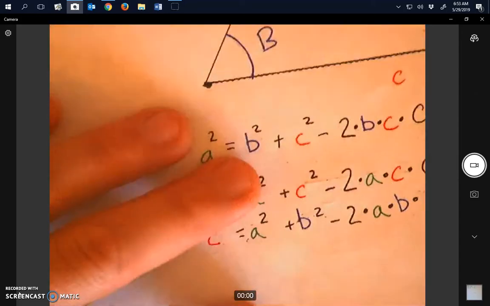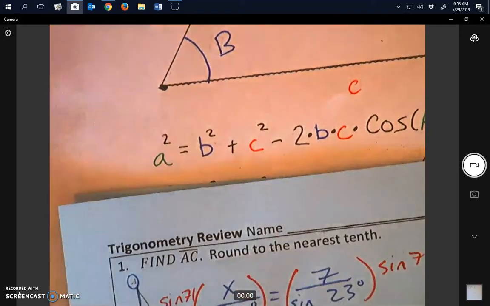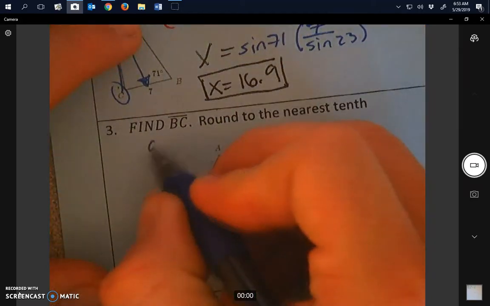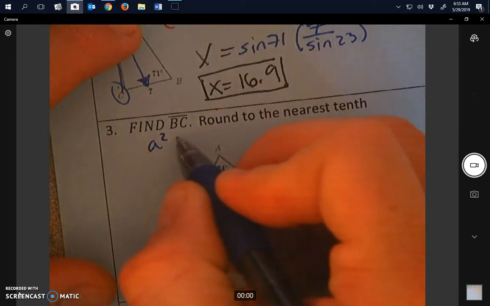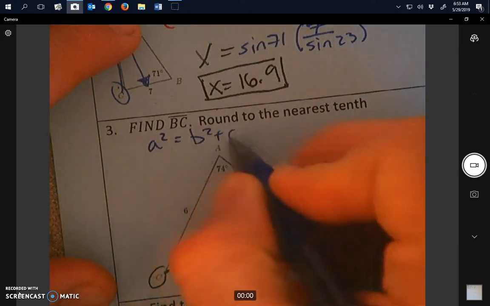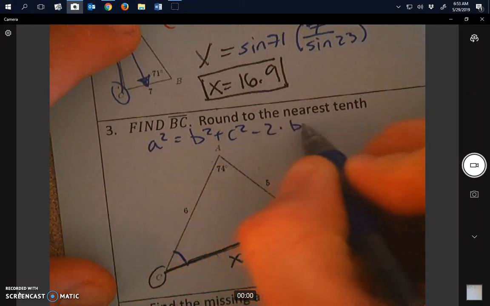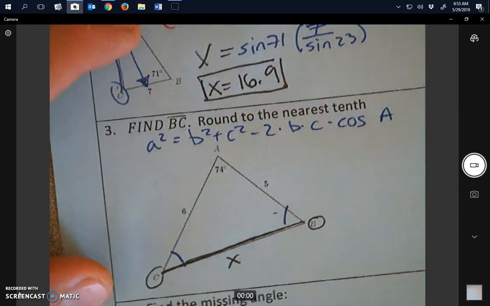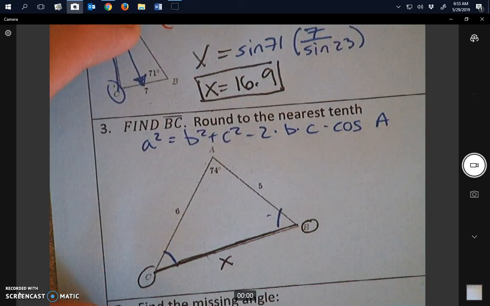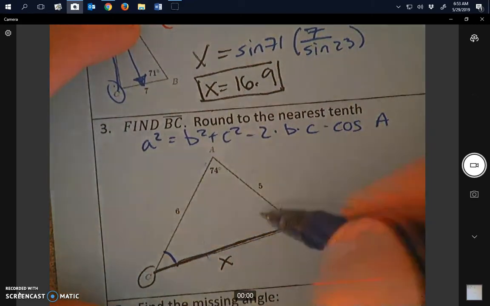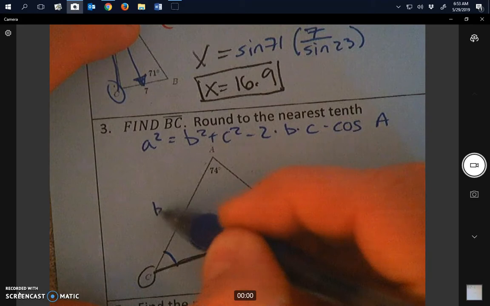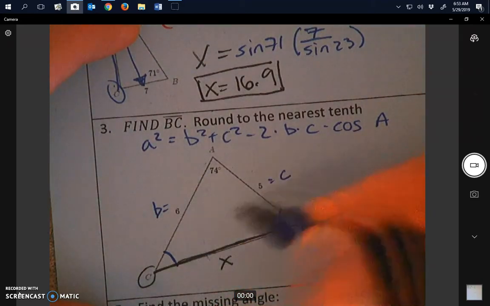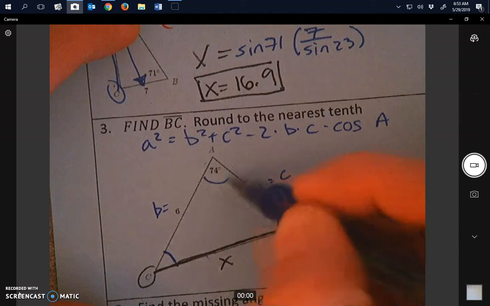So I'm going to rewrite A squared. I'm going to move it like that. There we go. Okay, so we have A squared is equal to B squared plus C squared minus 2 times B times C times cosine of our angle A. Okay, so let's plug everything in and solve. So our B is right here, our C is right here, and our A is our X, which is our unknown, and this is our angle A.